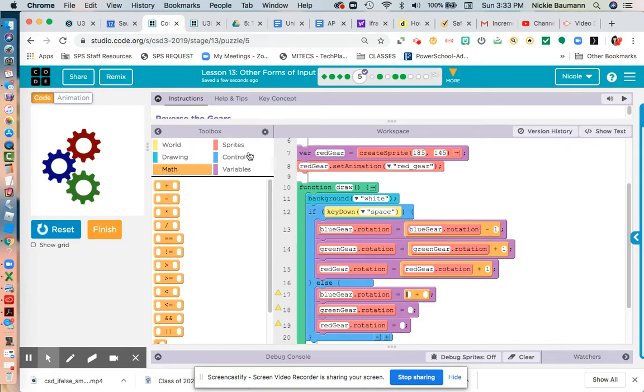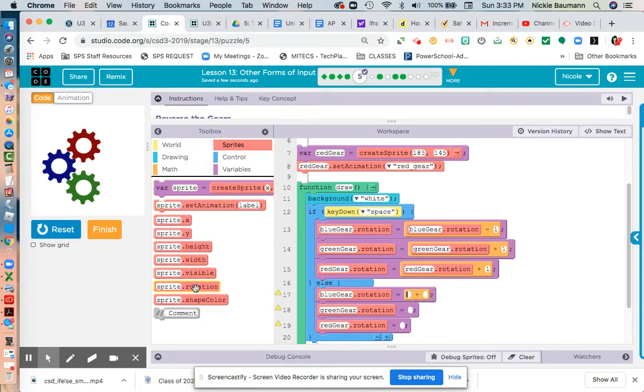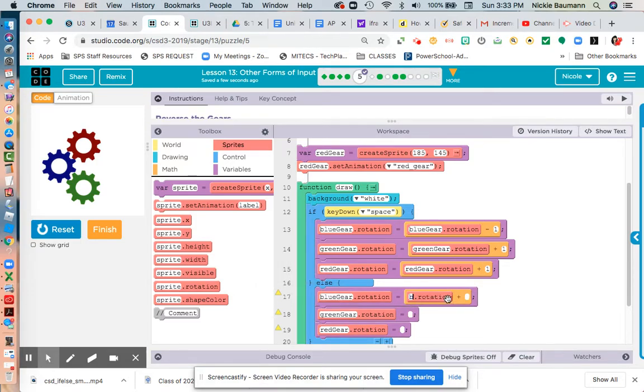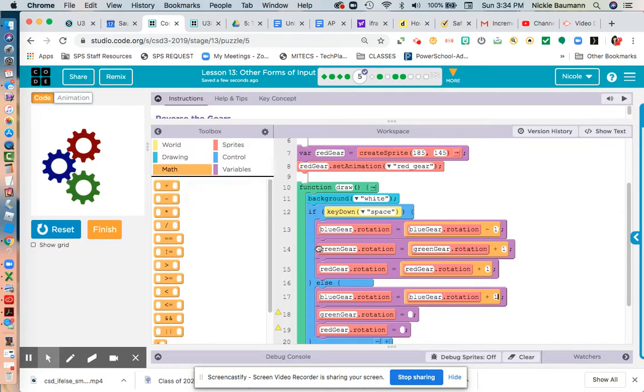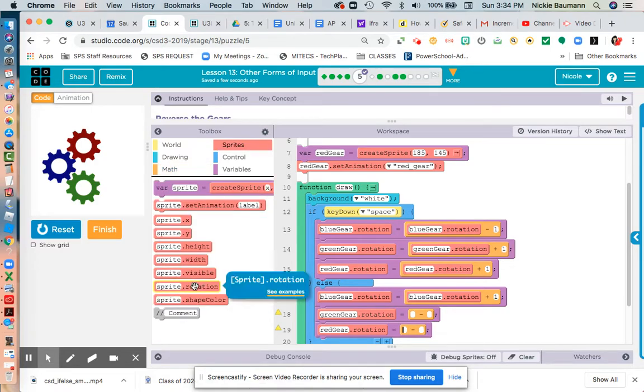And I need blue gear rotation. And instead of -1, I'm going to +1. So make sure that's plus. And then this is plus and this is plus. So I need 2 minus signs here. So I'm going to go to math. And then I'm going to go to subtraction. And I'm just going to drag both of them down to make it easier for myself. And then I go back to rotation.